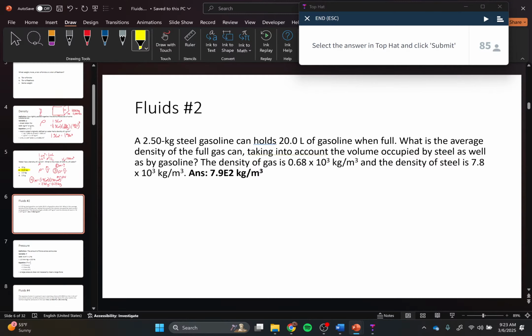So anyway, that's the problem. I give you the mass of a steel can. I give you the volume of gas. And then I give you the densities of the two. And we're actually going to have to do a few steps. It's probably not a one and done problem. There's actually a couple steps here. You got to find the mass of the gas, the volume of the gas. You need to find the mass of the steel. You need to find the volume of the steel. And then we'll put all of those together.